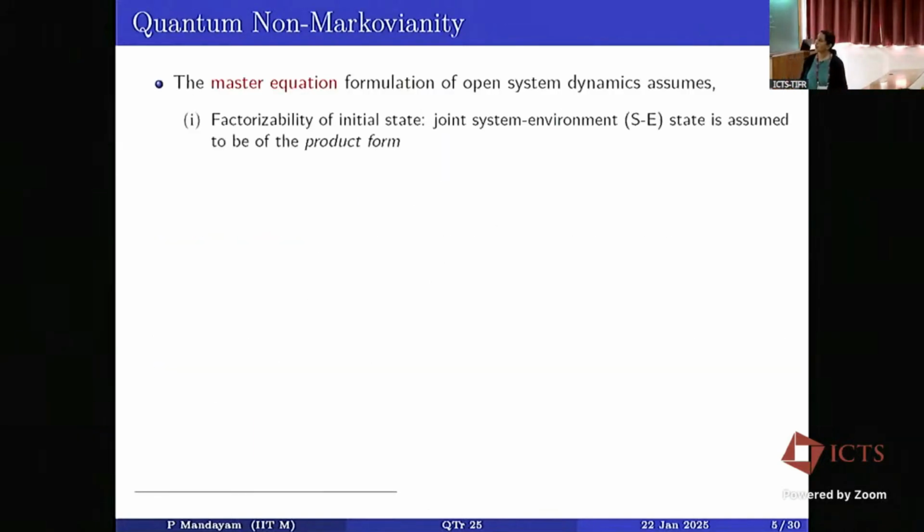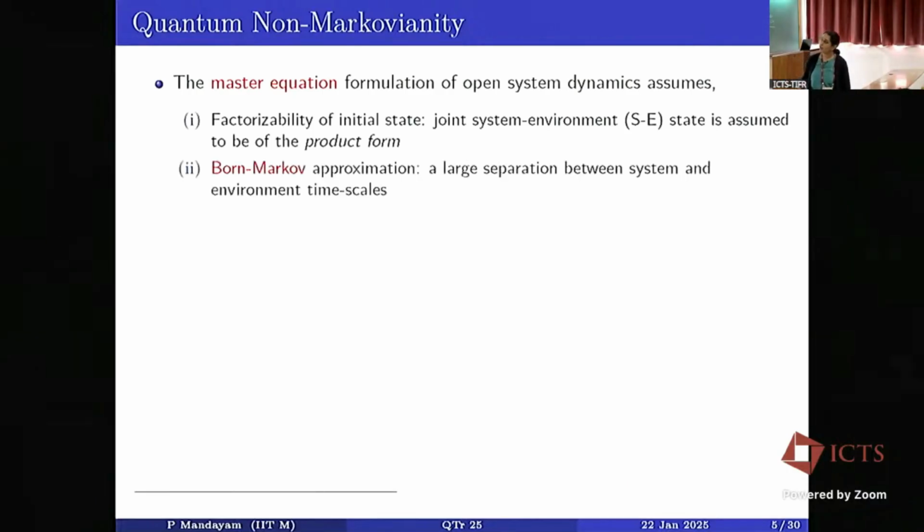So first of all, like I said, the system-bath state is assumed to be in product form. And more crucially, it assumes something called the Born-Markov approximation, which basically says that there is a large enough separation between the system and the environment timescales, and so long as the timescale over which the environment retains memory, quote unquote, is much smaller than the system timescales, then you can essentially ignore the effects of memory in the environment, right?